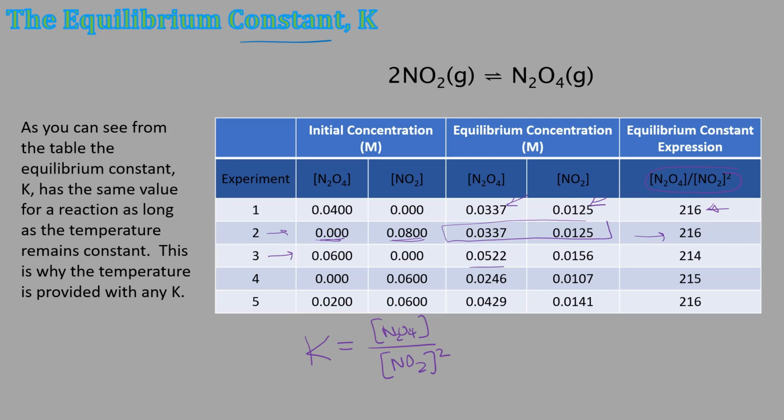And then in the third experiment, we started out with 0.06 of the product and 0 of the reactant, and we get these numbers, but it's pretty much the same ratio. Same with this one, same with this one, and in experiment 5, we started out with both reactant and product, and we still ended up in the same spot. So that's why this is considered a constant, and it tells us a lot about the reaction, which we'll dive more into later.